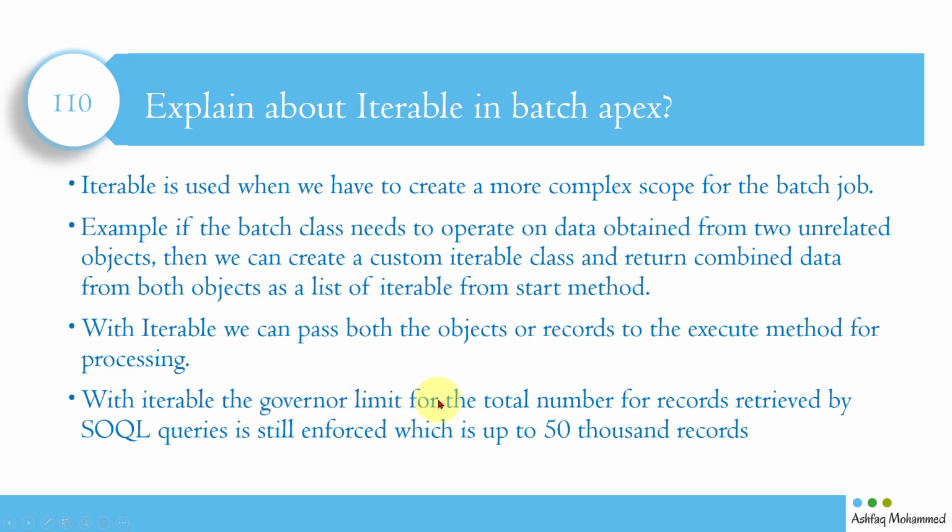With iterable, the governor limit for the total number of records retrieved by SOQL queries is still enforced, which is up to 50,000. That is the reason I said iterable is very rarely used, only in situations where a direct query is not working. So what is the usage of iterable if we can just use 50,000 records? We can still go with the regular class, or a scheduled class as well. So it depends.